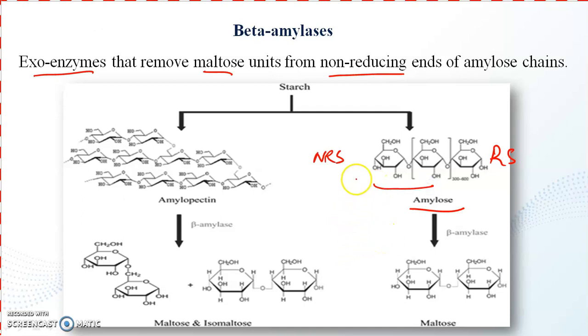Again, this enzyme is not able to cut the 1,6 linkage. So in the case of amylopectin, it is not able to cut this bond. So here we will get two end products, maltose and isomaltose, because there will be the 1,6 linkage. The formula is the same, but the linkage is different. So we will get two types of products in the case of amylopectin: one is maltose, another is isomaltose.